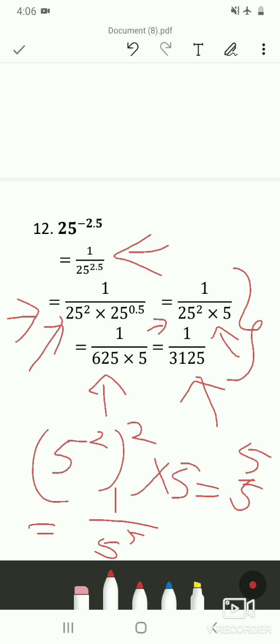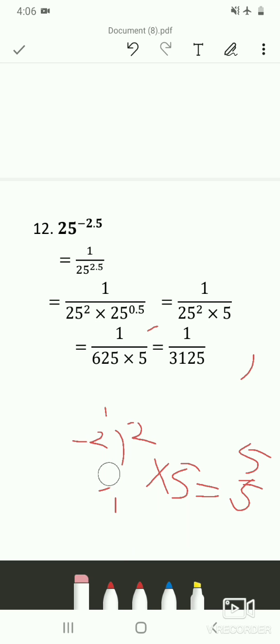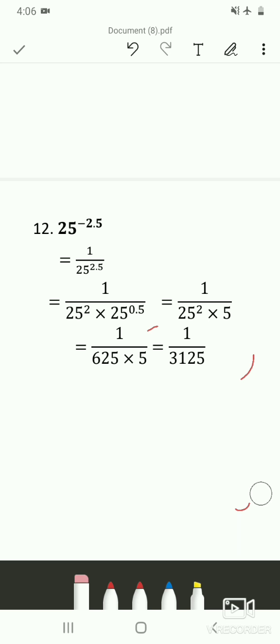So this is the second problem. Let me revise it. Since it is in the negative form, we have to convert it using the law a raised to minus m can be written as 1 upon a raised to m, and then you have to look into the denominator. 25 raised to 2.5 can be written as 25 raised to 2 into 25 raised to 0.5, then 1 upon 25 square into 5, then you have to simplify it.